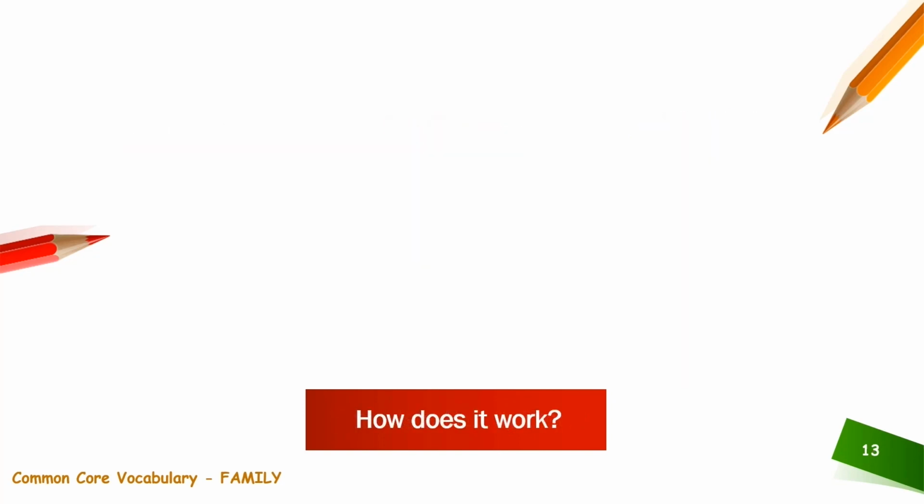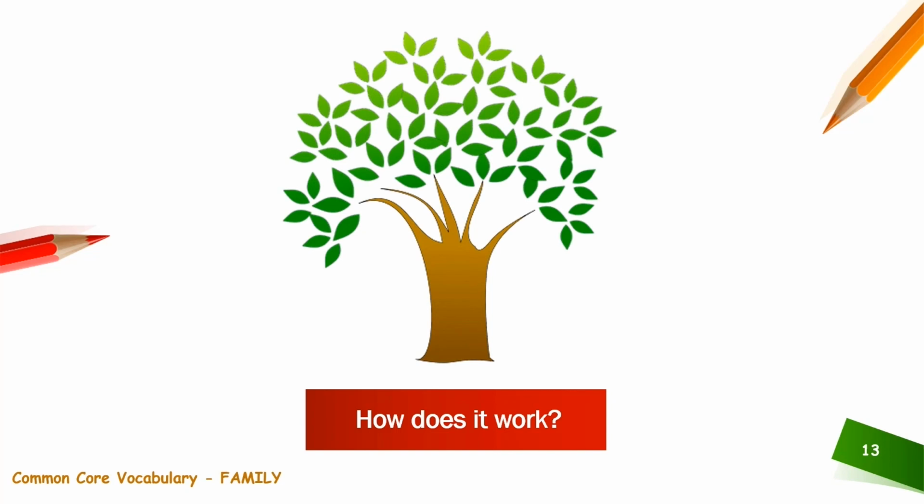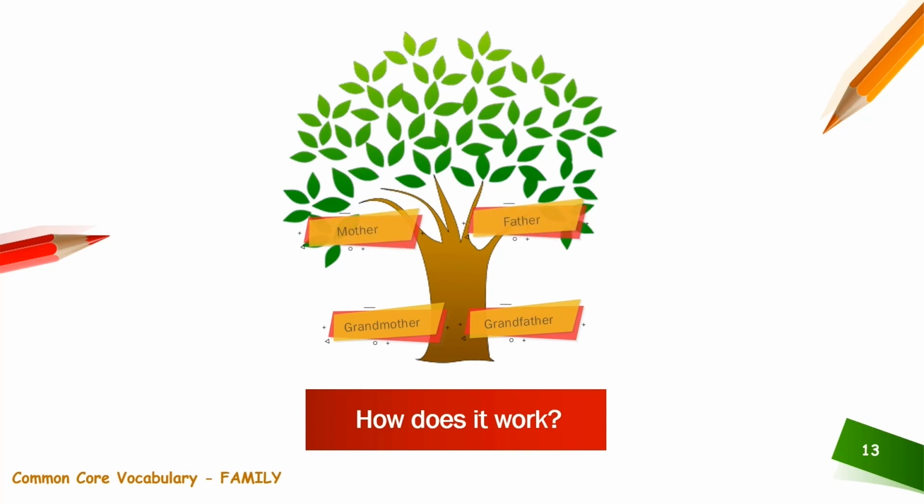Now the next question is, how does it work? If you want to draw your own family tree, you start with a drawing like this. And next to the root in the bottom of the tree, there should be grandmother and grandfather. In the middle of the tree, there should be the mother and the father. And next to the leaves on top of the tree, there should be the son and the daughter.